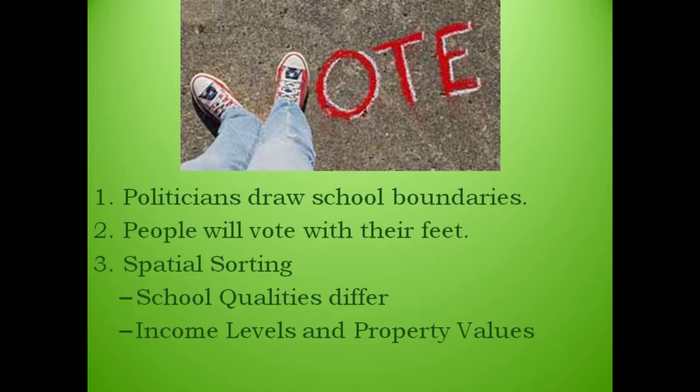One thing, we refer to this as spatial sorting. So what happens is on one side of the line, you'll get better schools than on the other side of the line. This is a natural phenomenon that happens everywhere in the world, not just in the U.S. In addition to schools being better on one side than the other, on the side that has the better schools, income levels are higher and property values are higher.